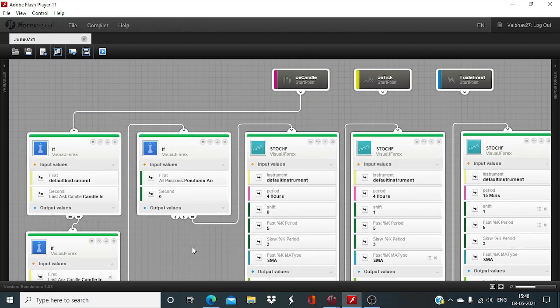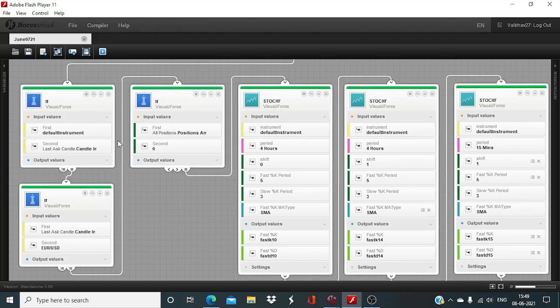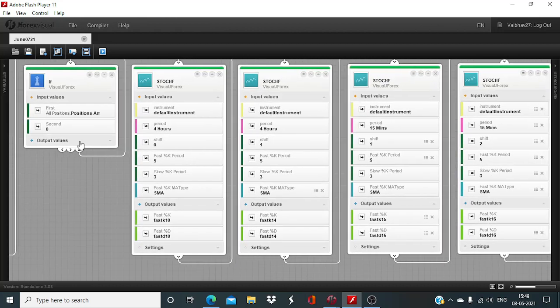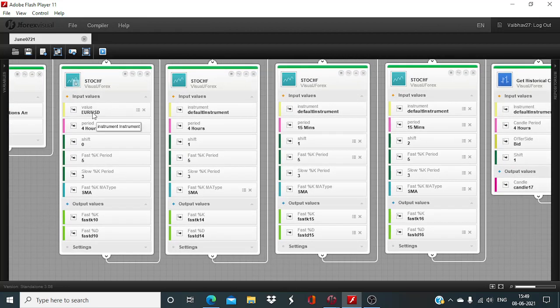In the last session, I had carried out the instrument subscription. The default instrument is being matched with the instrument of choice, which is the EURUSD. Position amount was defined at zero. I also have taken these stochastic fast indicator blocks. These two are of 4-hour time period, and another two are of 15 minutes each.